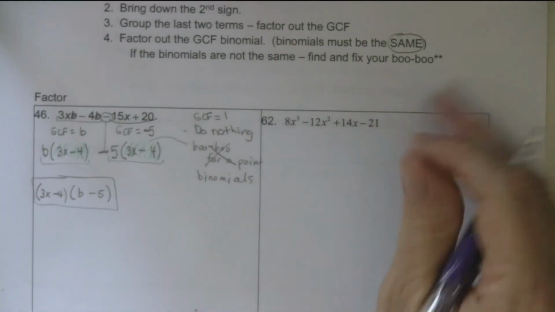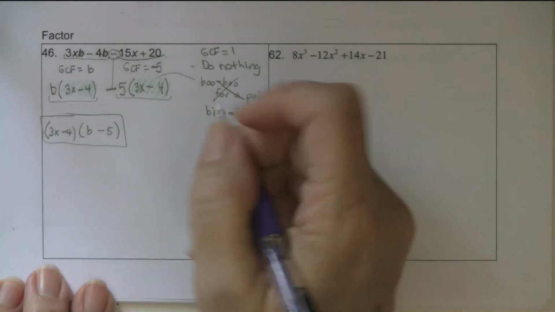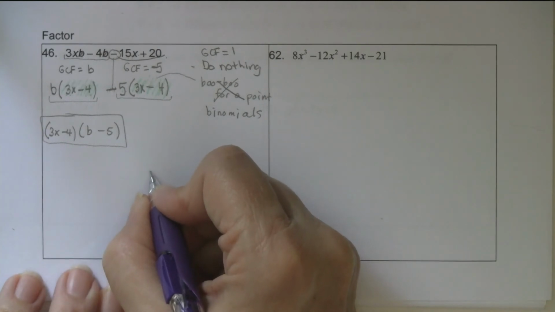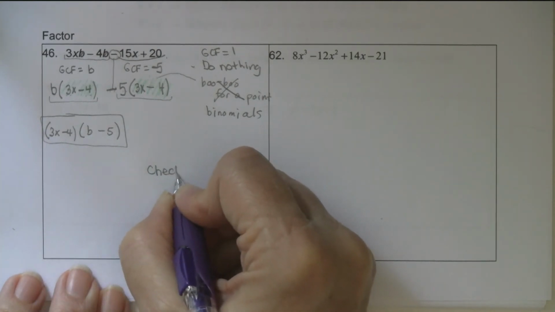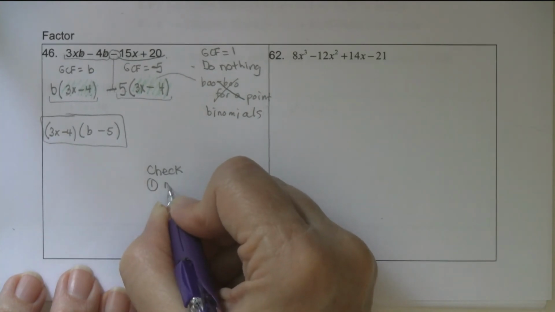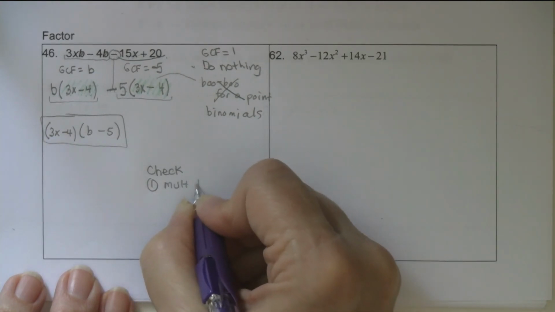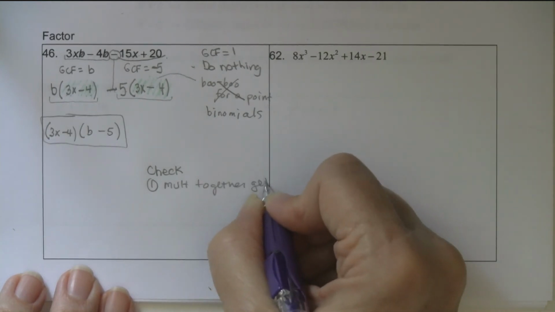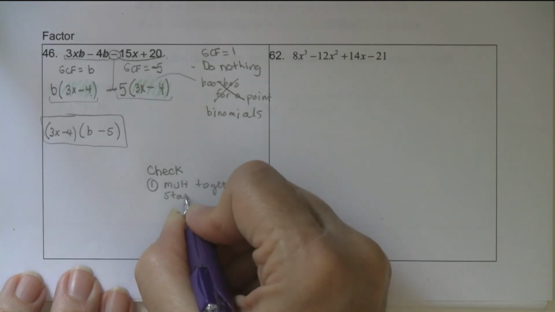And of course, I would want to know how I can check my answer to make sure that my answer is correct. So there's two things that you check to make sure that your answer is correct. You check that when you multiply them together, you get what I started with, right?